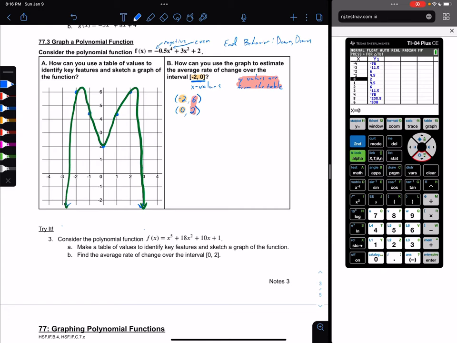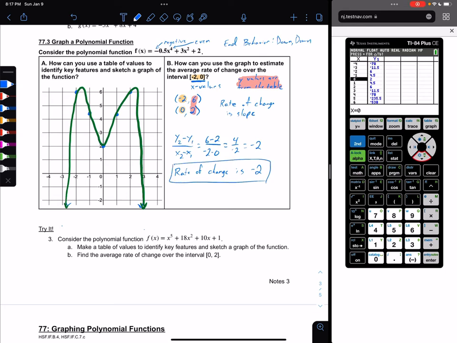Now we're talking rate of change. That is our slope formula. So rate of change is slope. We're going to use our y2 minus y1 over x2 minus x1, or slope formula. So I'm going to do 6 minus 2 over -2 minus 0. So that'll be 4 over -2, which is -2. So the rate of change is -2.